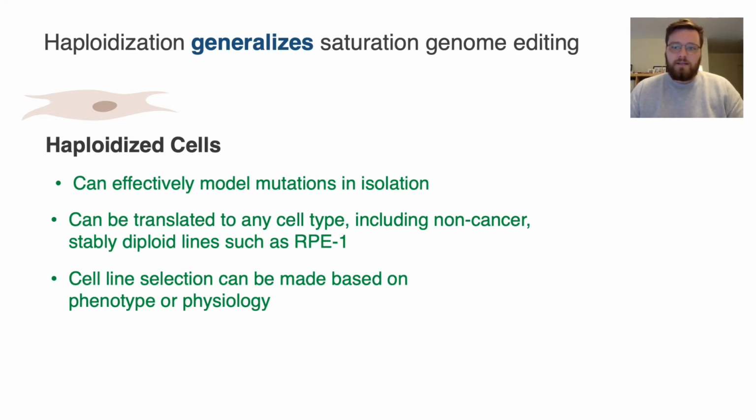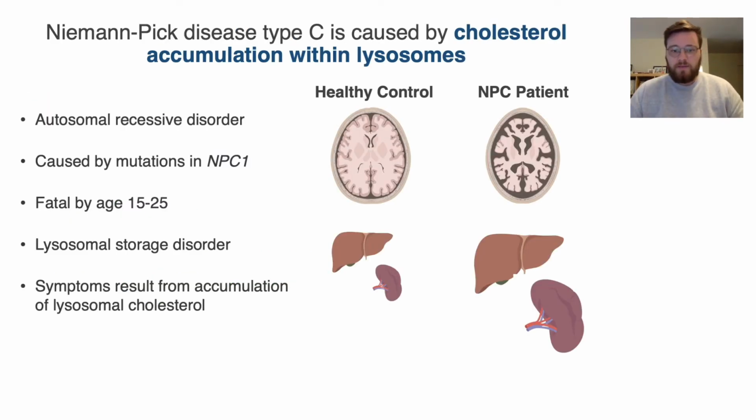So ultimately, cell line selection can be made based on phenotype or physiology rather than a strict reliance on this HAP1 cell type. So with these haploidized cells, I started to work on a project surrounding a disease called Niemann-Pick disease type C. Niemann-Pick disease type C is a lysosomal storage disorder caused by autosomal recessive mutations in a gene called NPC1. This disease is fatal by about ages 15 to 25, and the hallmark symptoms include a global neurodegeneration and enlargements of the spleen and liver.